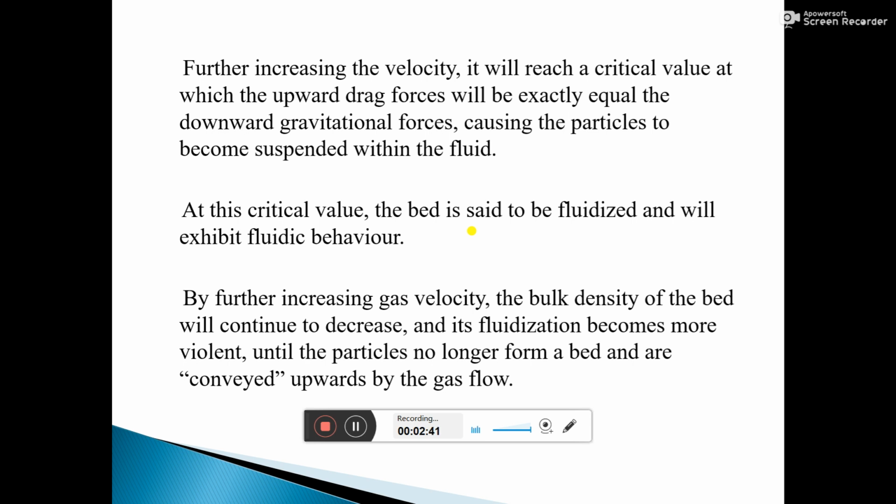Further increasing the velocity, it will reach a critical value at which the upward drag forces will be exactly equal to the downward gravitational forces, causing the particles to become suspended within the fluid. At this critical value, the bed is said to be fluidized and will exhibit fluidic behavior. By further increasing gas velocity, the bulk density of the bed will continue to decrease and its fluidization becomes more violent until the particles no longer form a bed and are conveyed upwards by the gas flow.